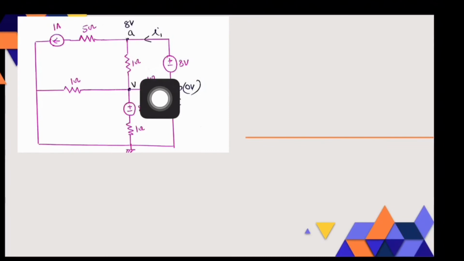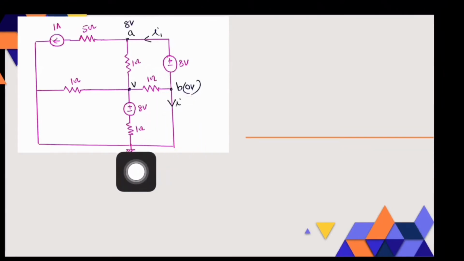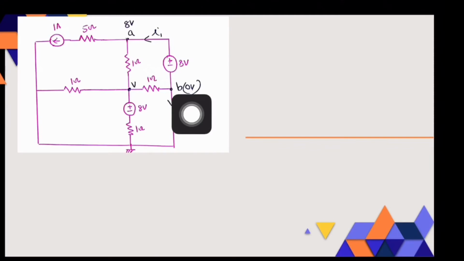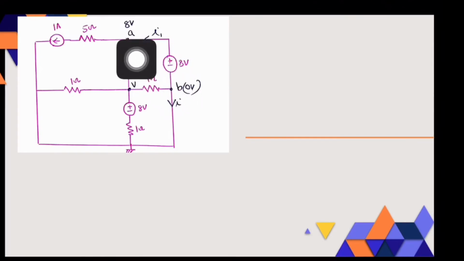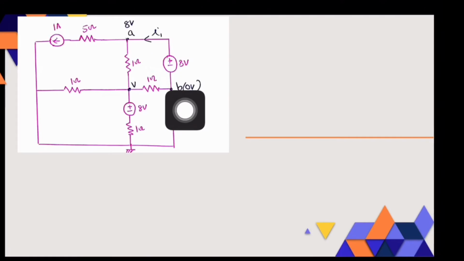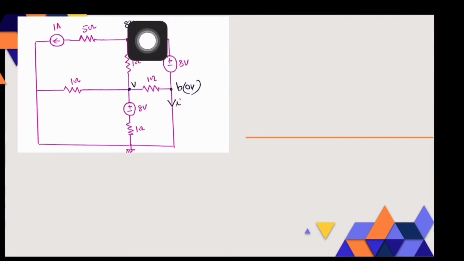Let us label this as node A, this as node B and this as node V. You can see node B is connected to reference node at a 0 potential. Hence we can write the node voltage at B is 0. On the other hand, a 8 volt independent voltage source is connected between node A and reference node. Correspondingly, the node voltage at A becomes 8.